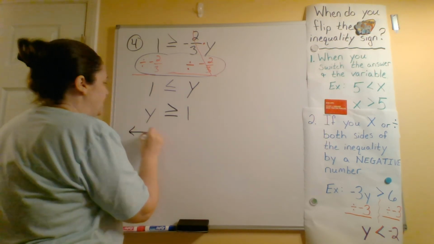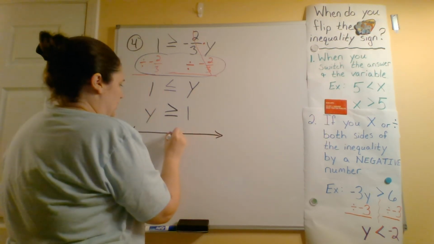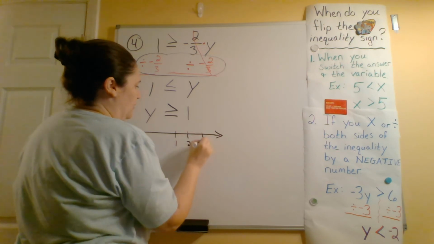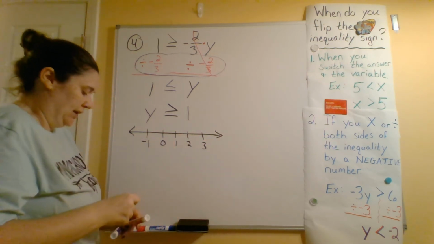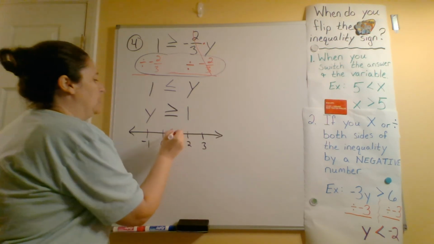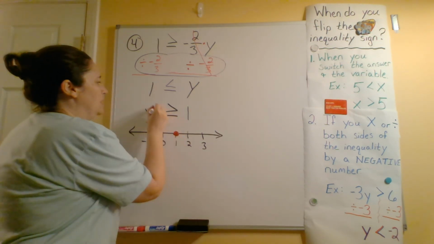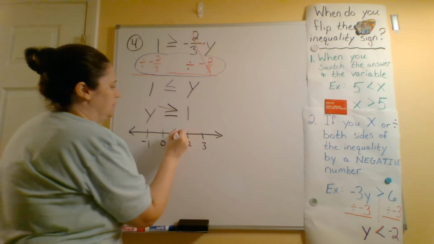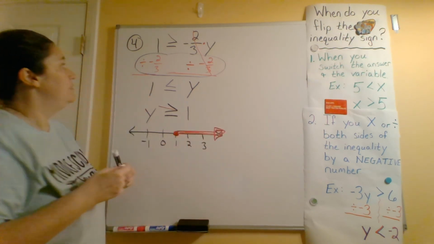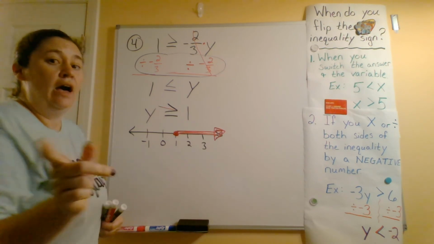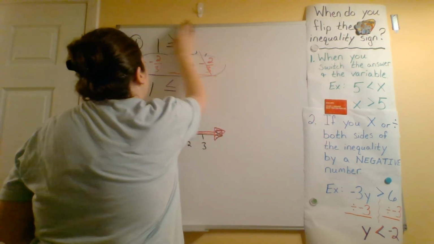Now we can graph this. Here is the number 1. Here are a few other numbers around it. We need a closed circle on 1 with a line to the right. That's number 4. I also want to do number 3.